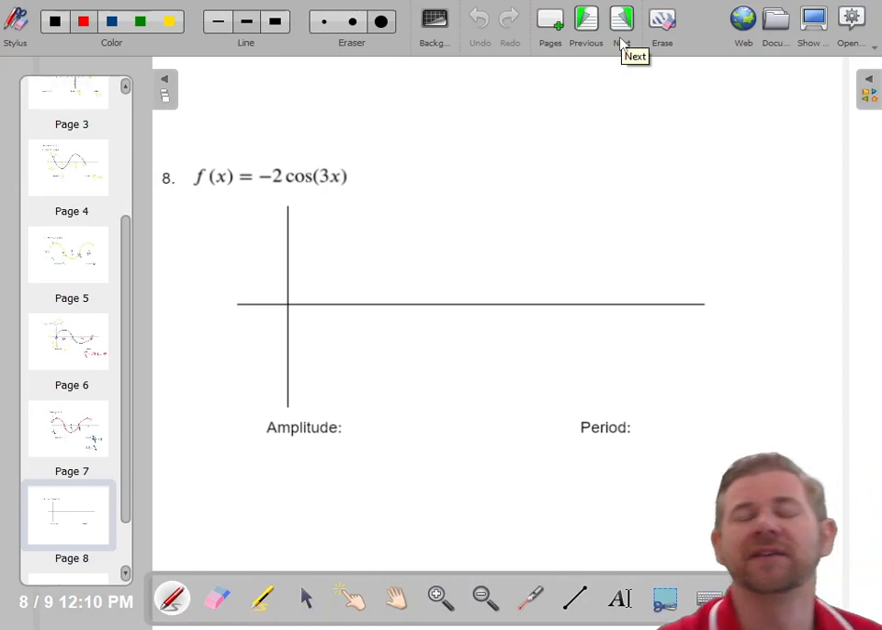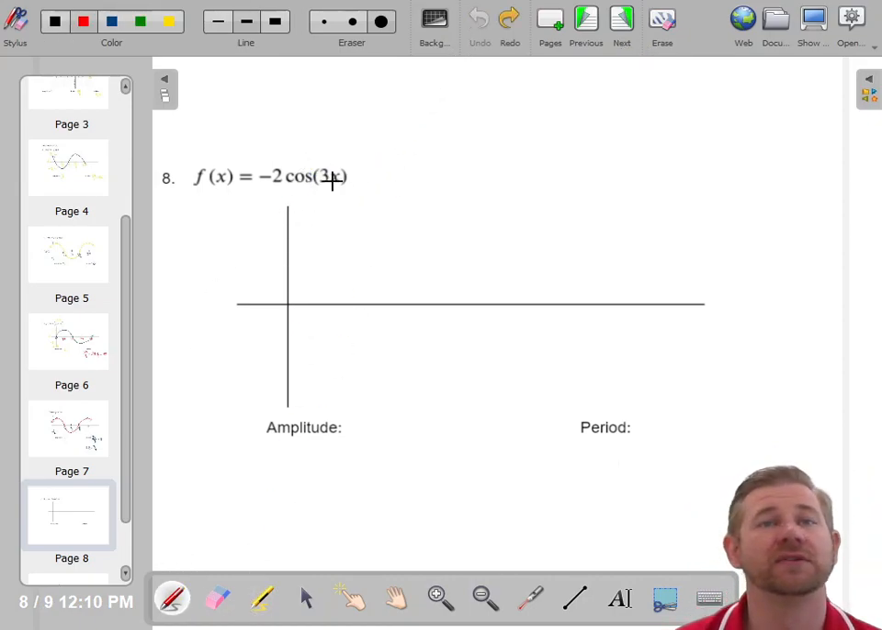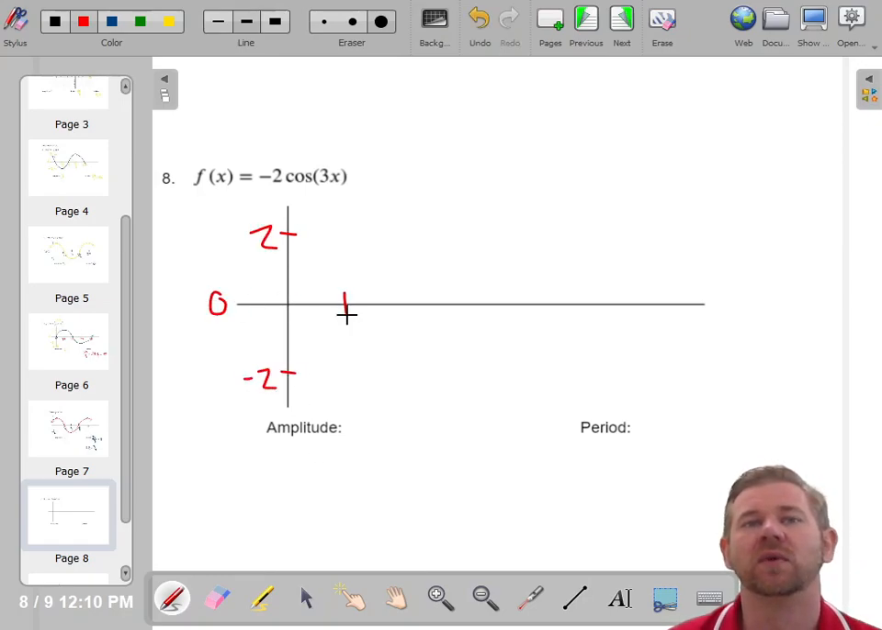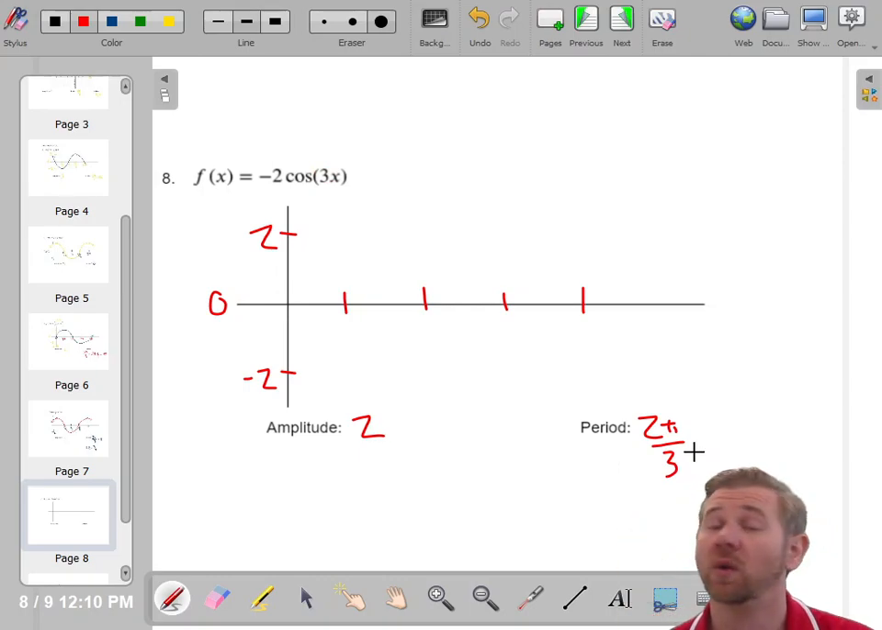All right. If the b value's odd, these are usually the annoying ones, but there's no vertical shift, so 2 and negative 2, and that's 0. 1, 2, 3, 4. The amplitude is 2. 2 pi divided by this b value is 2 pi over 3. So there's nothing you can do. We're going to end at 2 pi over 3.